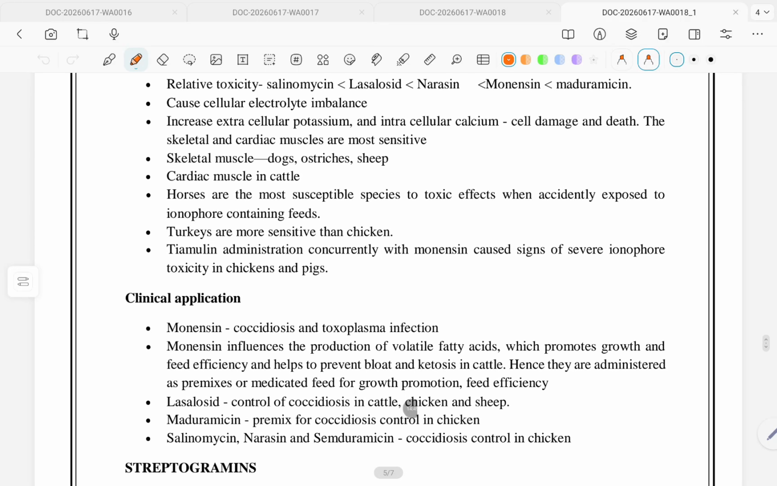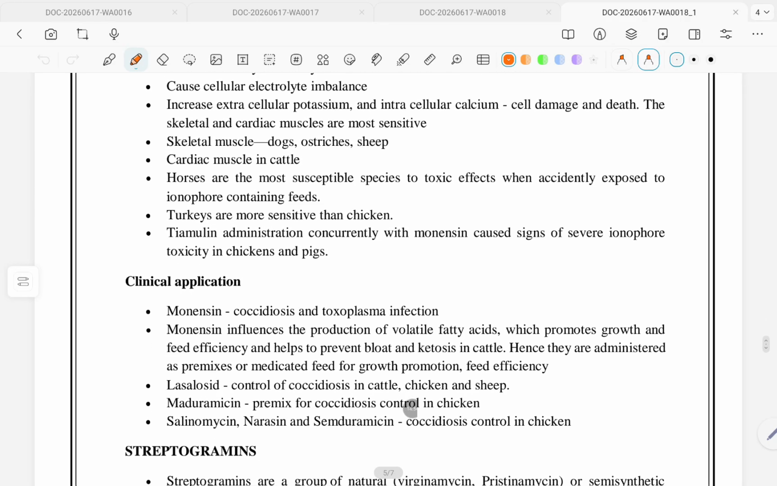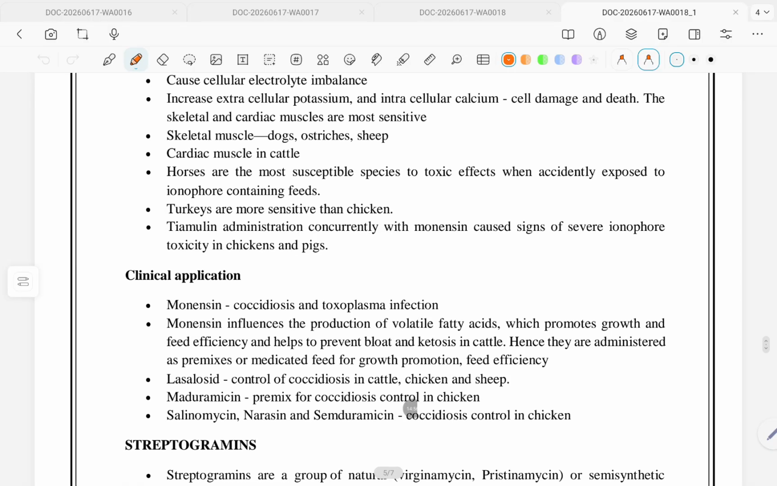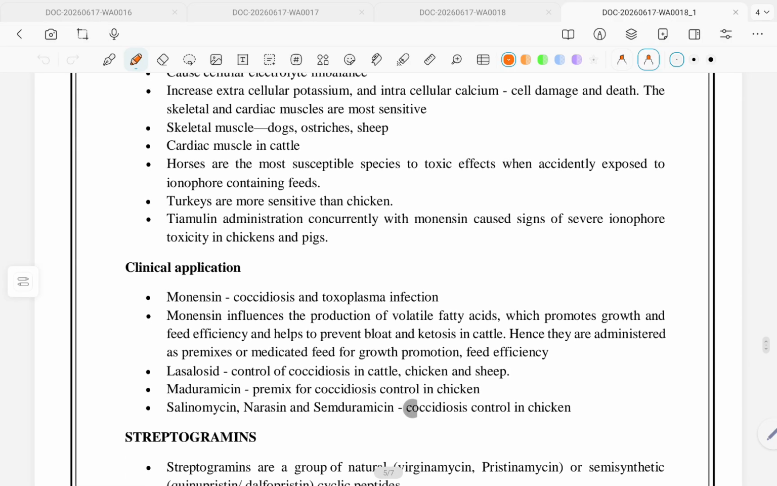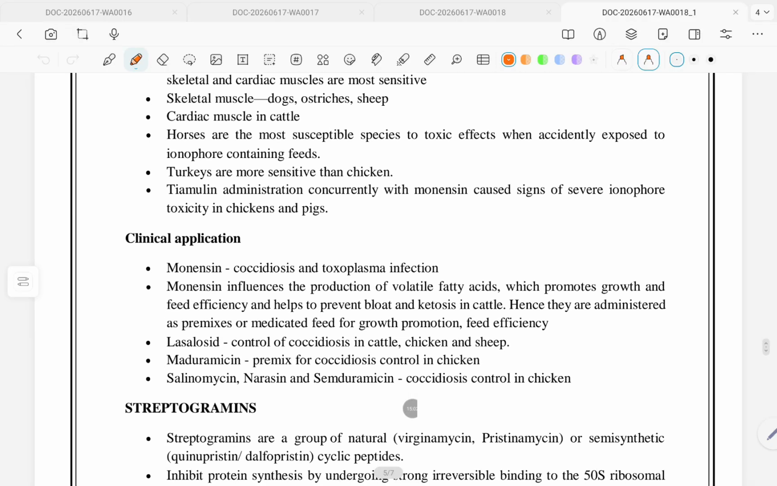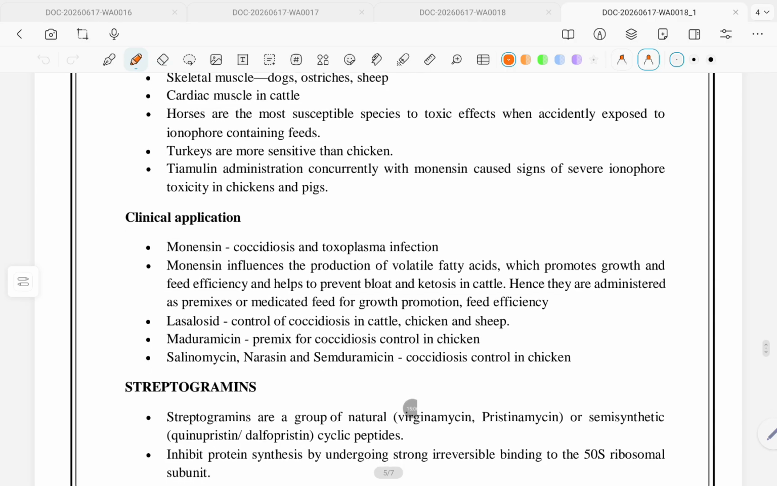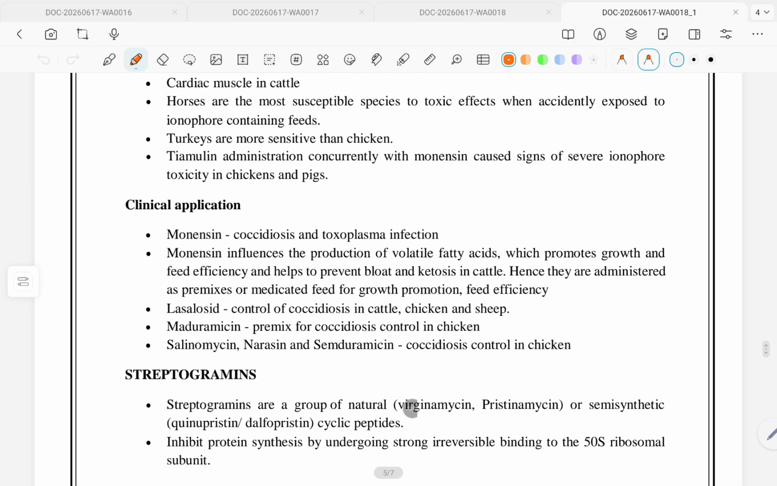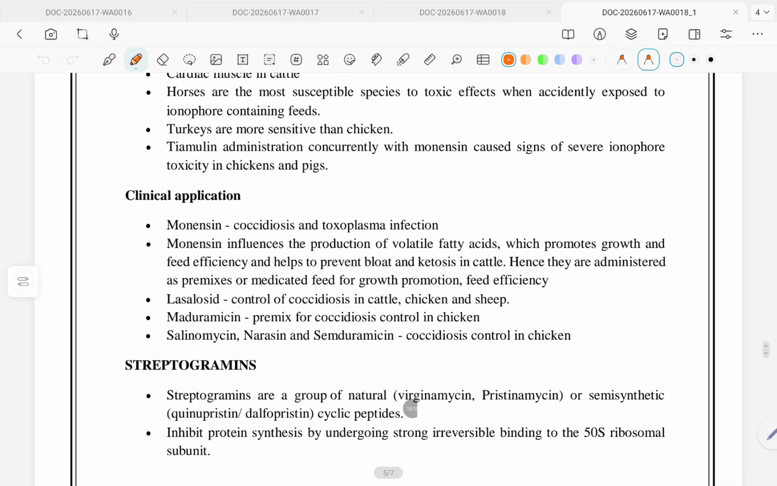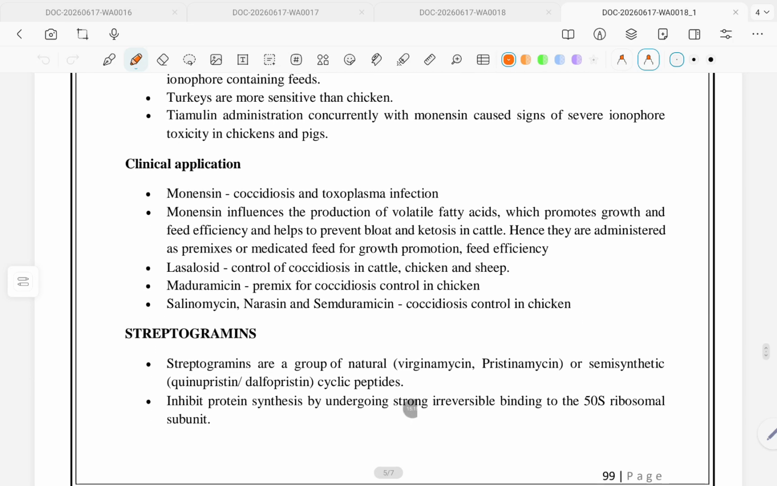Skeletal muscle: dogs, ostriches, sheep. Cardiac muscle: cattle. Horses are the most susceptible species to toxic effect when accidentally exposed to ionophore-containing feed. Turkeys are more sensitive than chickens. Tiamulin administration concurrently with monensin caused signs of severe ionophore toxicity in chickens and pigs.